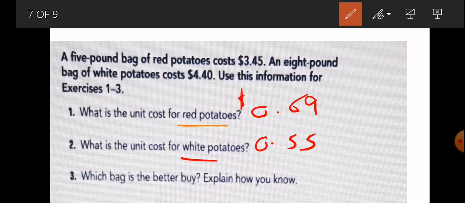How to compare by the decimal? Start from the decimal point, go to the right. Beside it here 6, beside it here 5. Which one is less, 5 or 6? 5. So this is the best to buy. No need to compare the rest of the numbers. So the white potato is the best to buy. How did I know? By comparing the unit cost for each type of the potatoes.